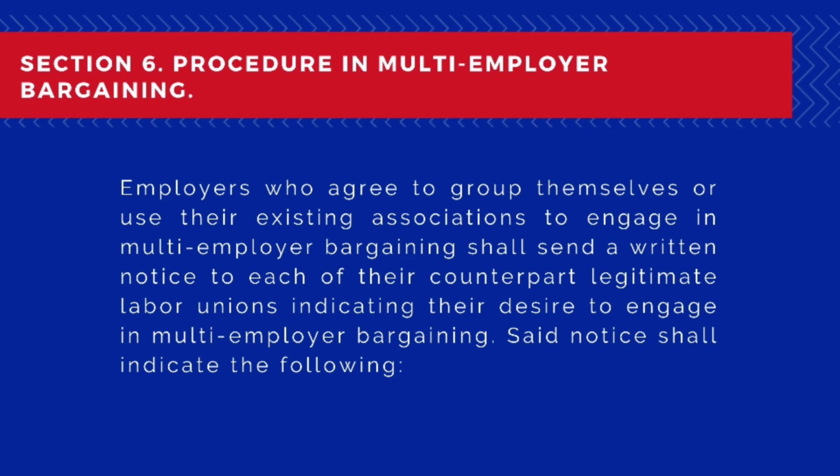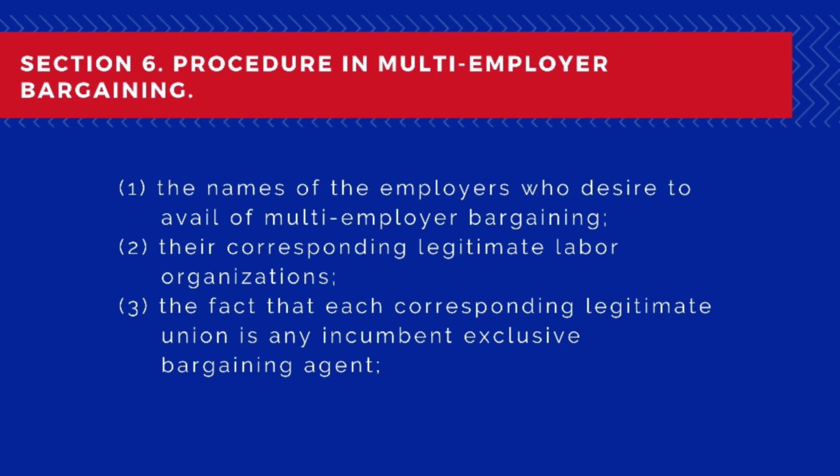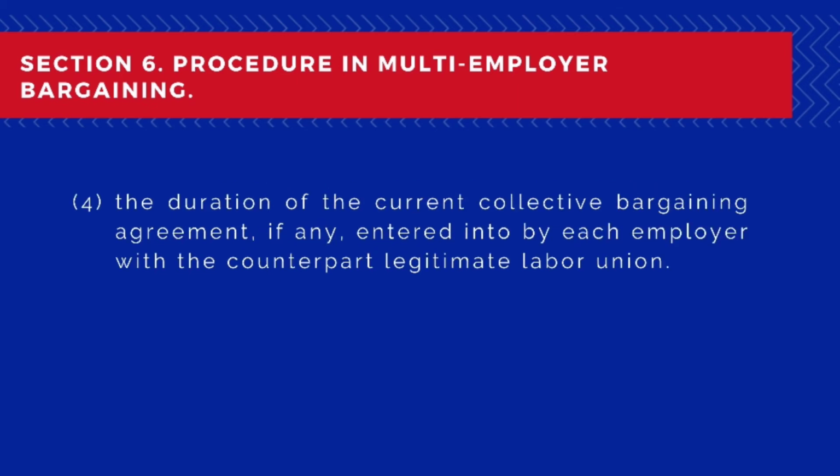Employers who agree to group themselves, or use their existing associations to engage in multi-employer bargaining, shall send a written notice to each of their counterpart legitimate labor unions, indicating their desire to engage in multi-employer bargaining. Said notice shall indicate the following. 1. The names of the employers, who desire to avail of multi-employer bargaining. 2. Their corresponding legitimate labor organizations. 3. The fact that each corresponding legitimate union is an incumbent exclusive bargaining agent. 4. The duration of the current collective bargaining agreement, if any, entered into by each employer with a counterpart legitimate labor union.